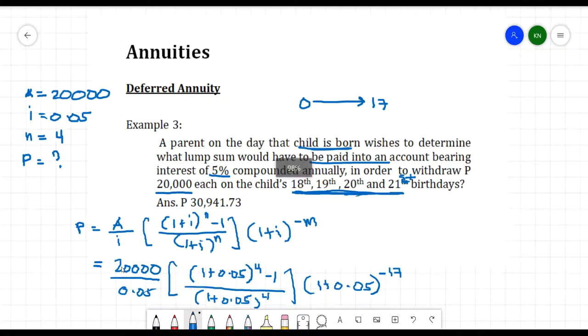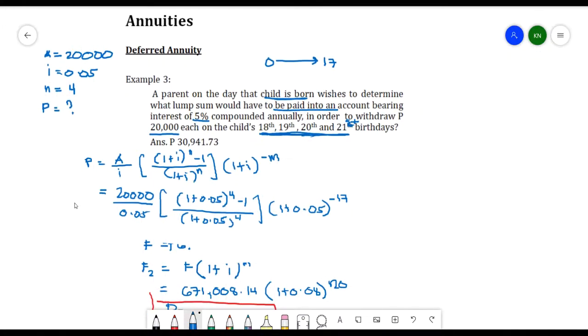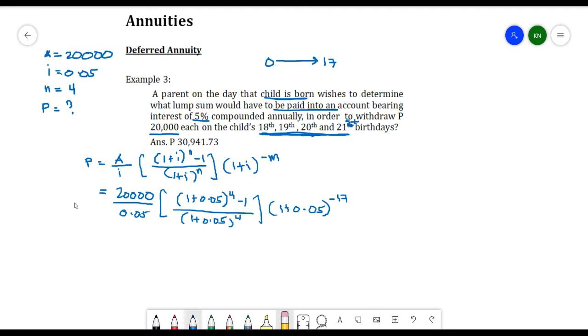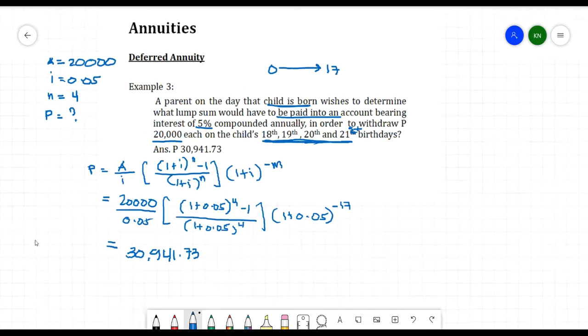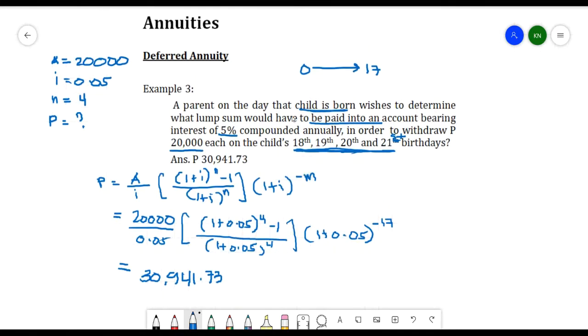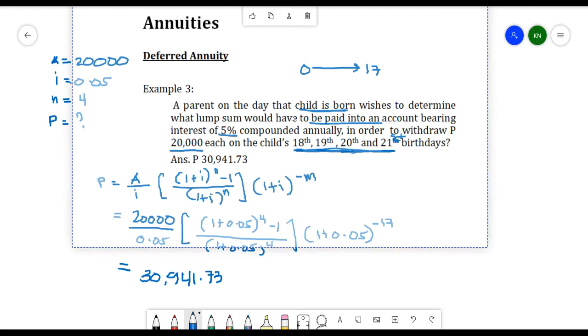So calculating this one, you'll get the result of 30,941.73. So meaning to say we need to deposit 30,941.73 into an account in order for us to withdraw 20,000 for the 18th, 19th, 20th, and the 21st birthday of the child. So that is the final answer for our problem.